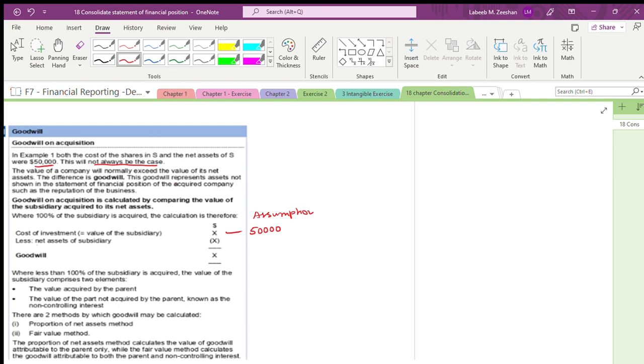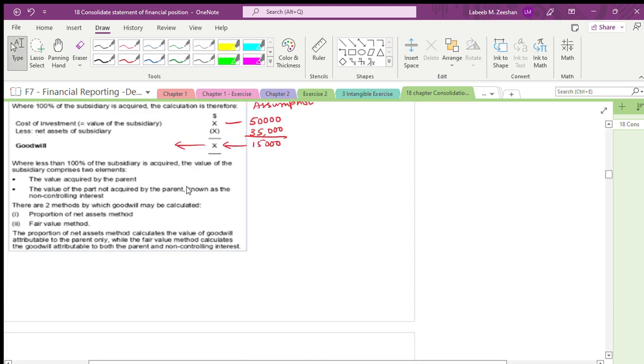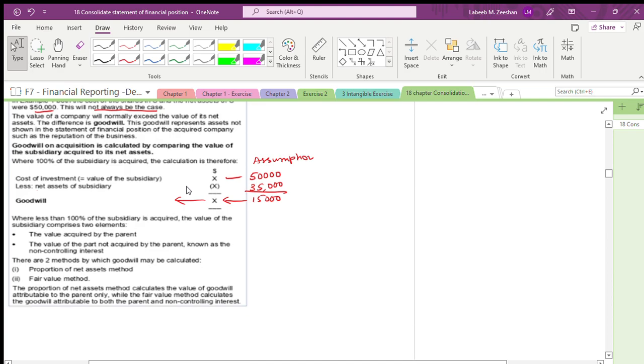Cost of investment is 50,000. Now for net assets, I am taking an example: net assets are going to be 35,000. The balance of 15,000 is going to be identified as goodwill. The first or second problem will take time because I want to explain it in detail. From the third problem onwards, it's a piece of cake.